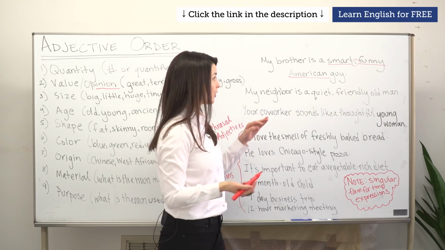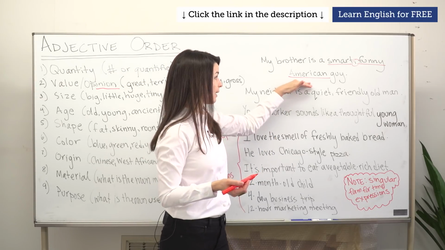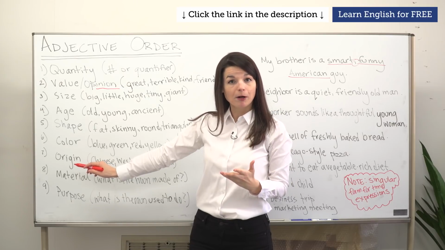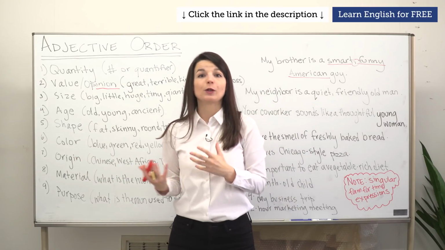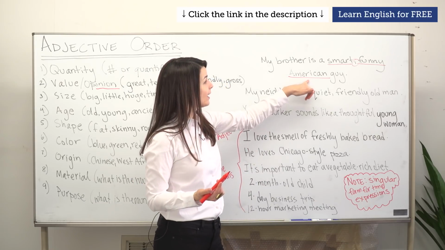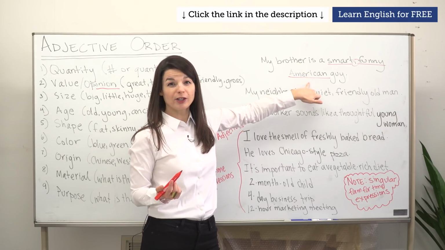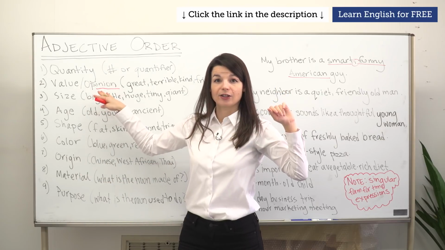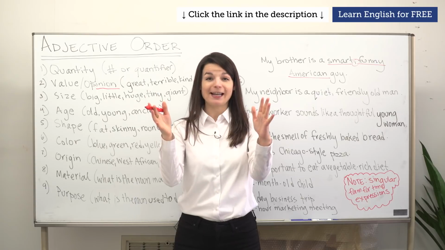However, the third adjective I used here is American. American is an adjective relating to his origin. Where is he from? He's from America, so I use American to refer to his origin. So I can't use a comma here because American as an origin adjective comes after an opinion adjective. So I just need to put the adjective just before the noun in this case.